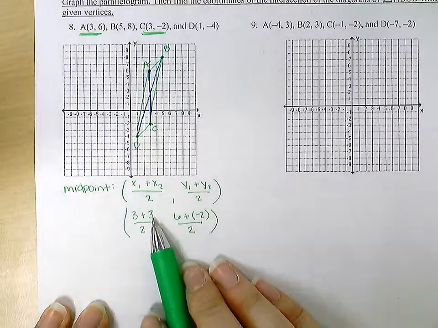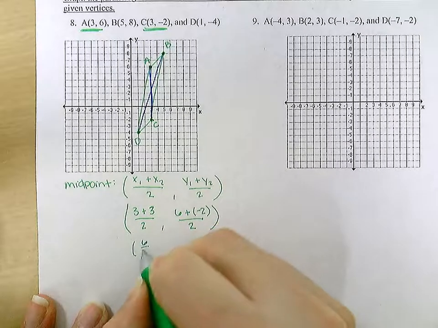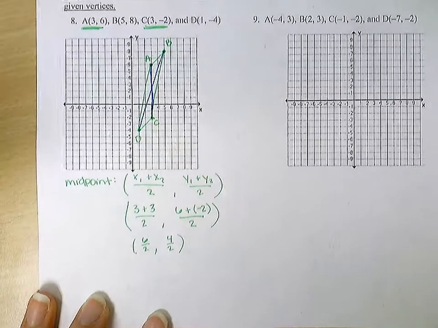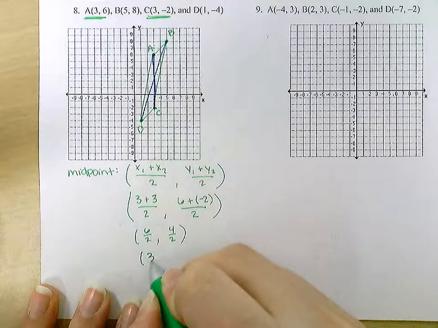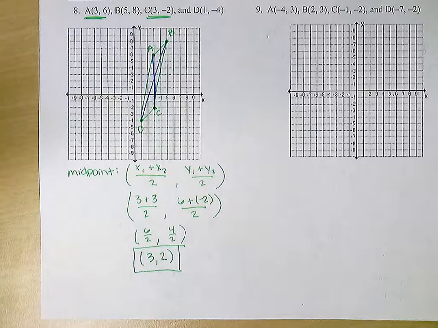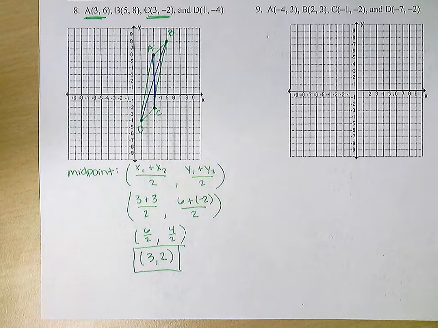So I have 3 plus 3 is 6. 6 minus 2 is 4. So I end up with (3, 2) as my intersection point. You can just find the midpoint of that one diagonal, and that would be your intersection point of both. Questions on number 8? Then do number 9 for me.